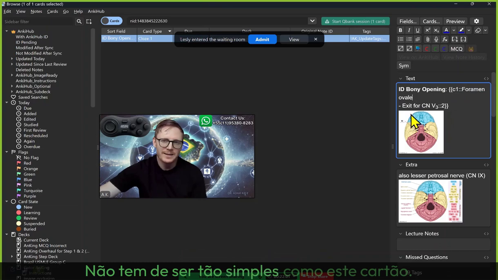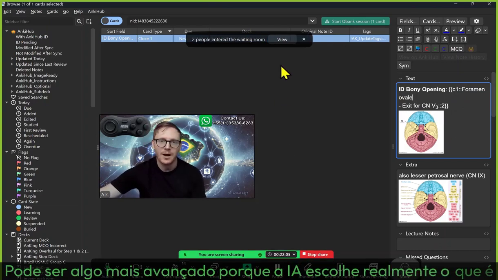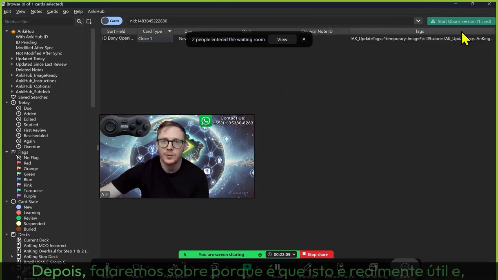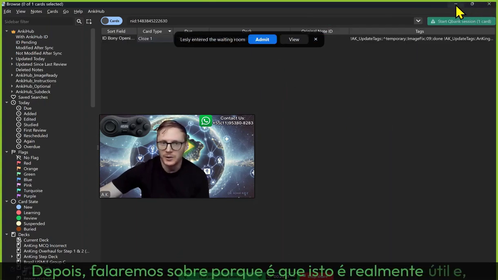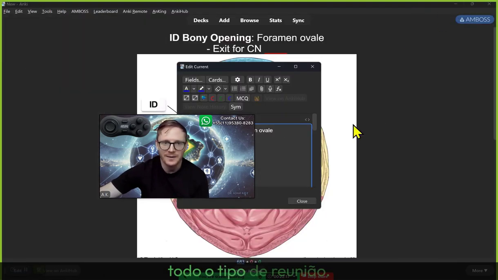It doesn't have to be as simple as this card. It can be something more advanced because the AI actually picks out what's important and decides what to put into the multiple choice card. So we'll talk about why that's really useful and why we do that throughout the meeting.